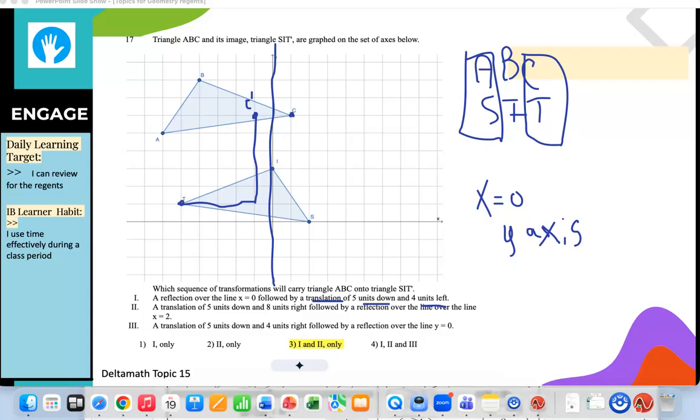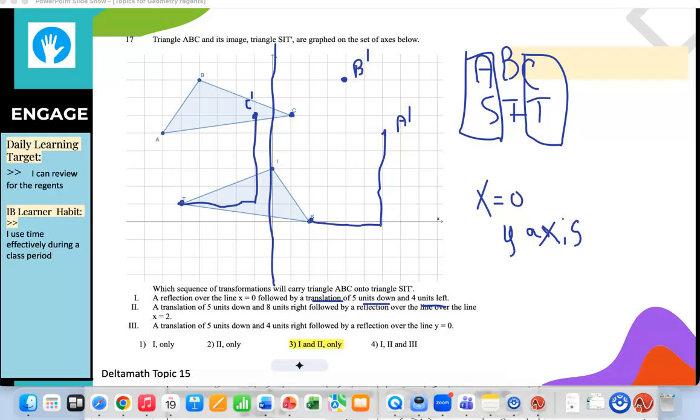So let's do the same thing for A. 1, 2, 3, 4, 5, 6. And then we have to go over 6 on the other side. 1, 2, 3, 4, 5, 6. So this is A prime. If we do that also for B, 1, 2, 3, 4, and then 1, 2, 3, 4. B is going to end up right here, B prime. And now we're going to translate A 5 units down, 1, 2, 3, 4, 5, and then 4 units to the left, 1, 2, 3, 4.